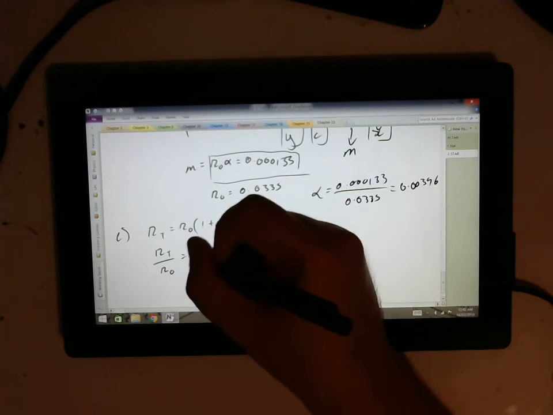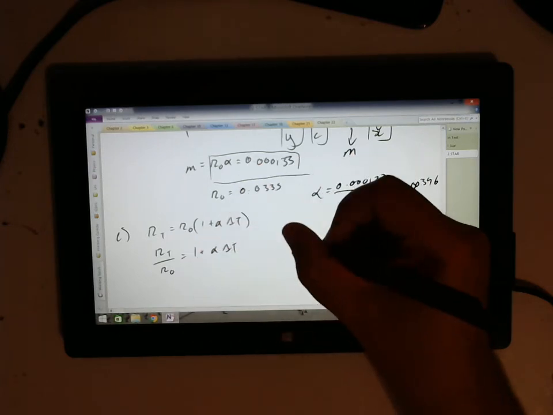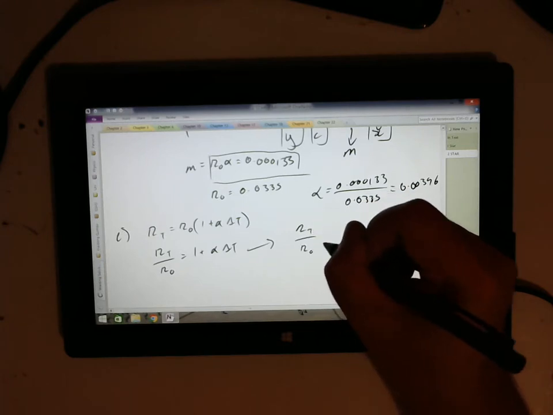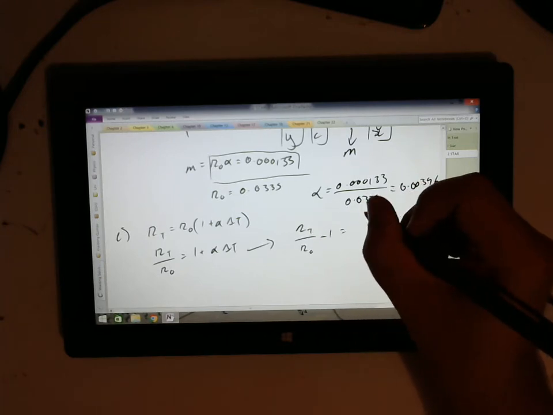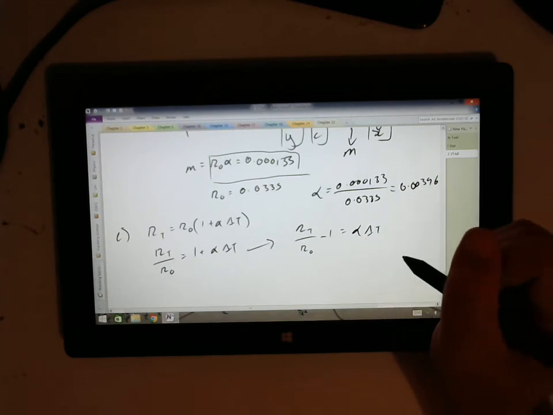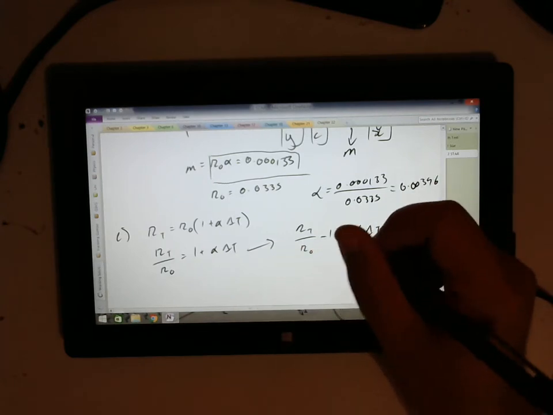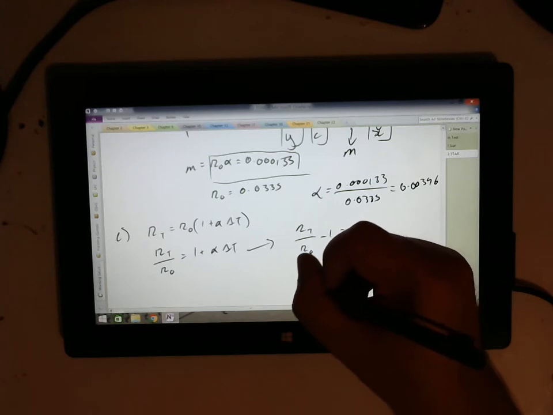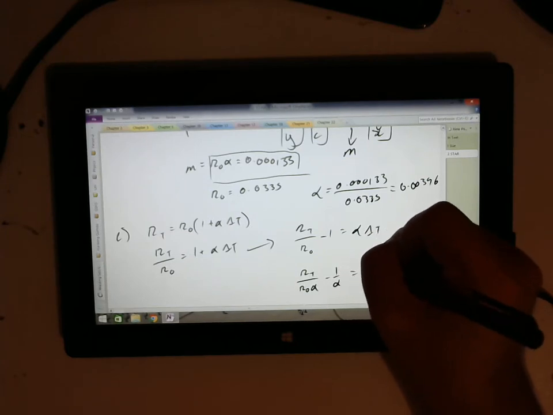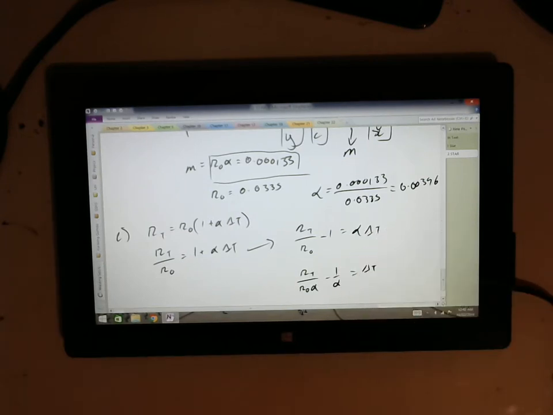We've got this plus 1 sitting off to the side here. Let's subtract that. RT over R naught minus 1 equals alpha delta T. And finally, the last thing is to get rid of that alpha, so let's divide over by alpha. So RT over R naught alpha minus 1 over alpha equals change in temperature.